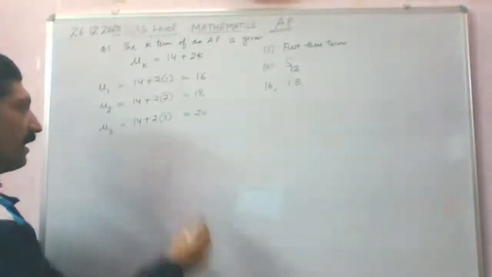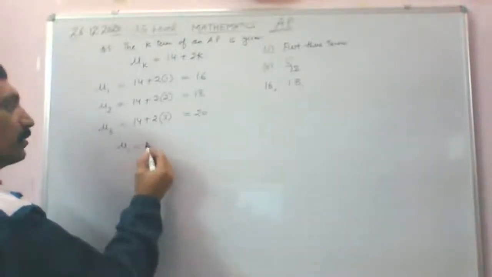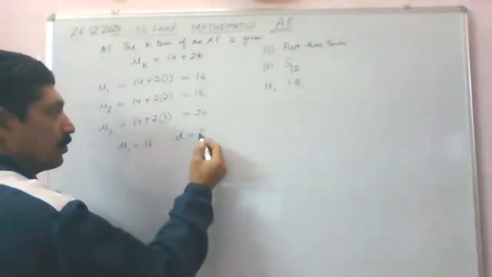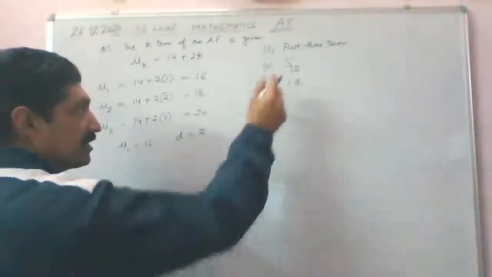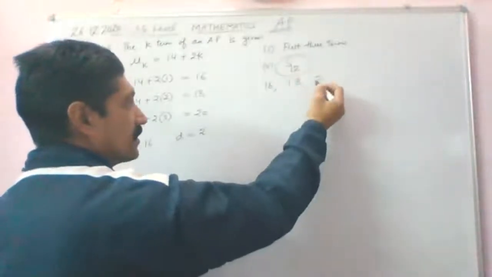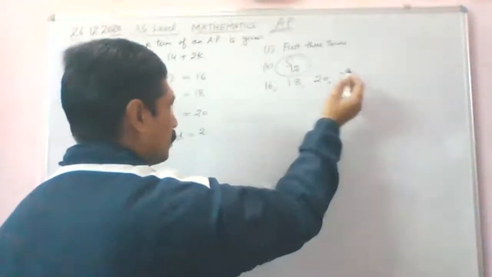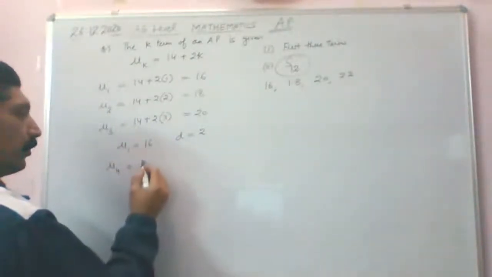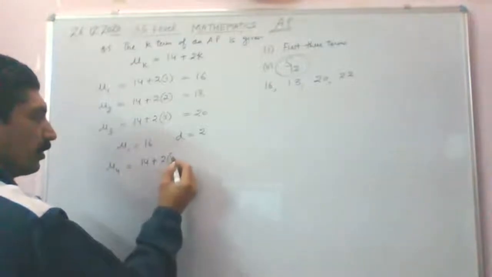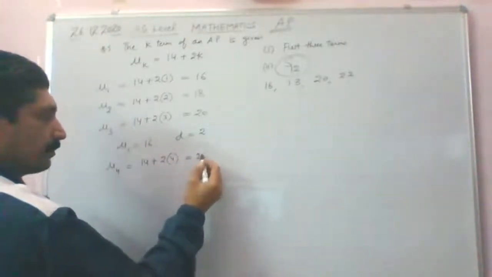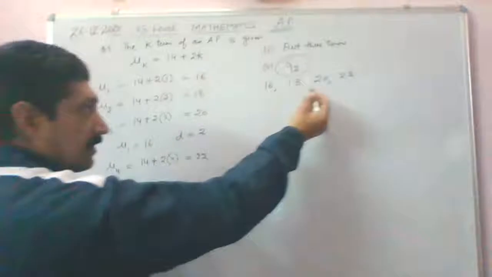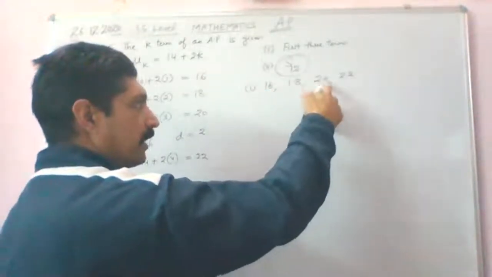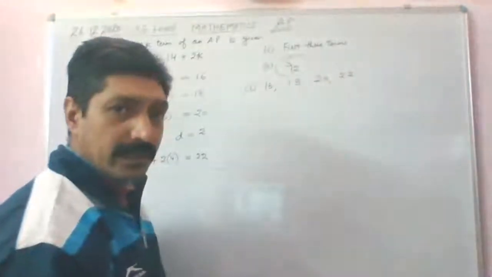So what is the first term? First term u1 is equal to 16. And what is the common difference? The common difference is 2. So we are interested here in the sum of 12 terms. If you want to check, u4 is 14 plus 2 into 4, that is 22. This is the first part of the answer: 16, 18, 20 and 22, right?